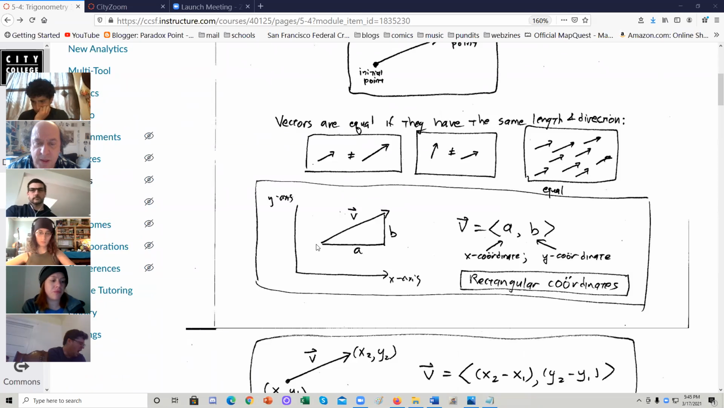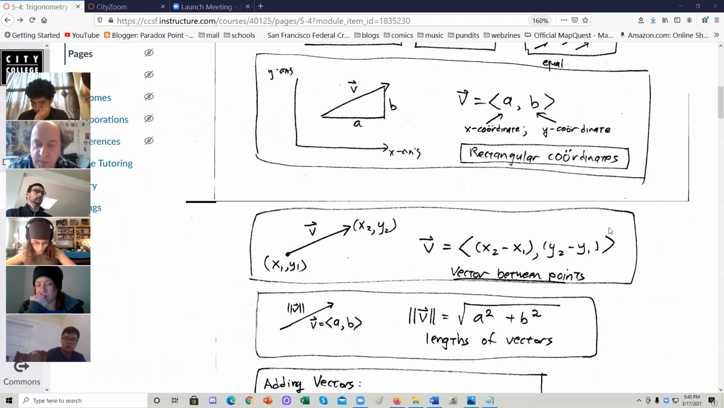Now we can visualize a vector as going from here to here, initial to terminal point. You move a distance a along the x-axis and b along the y-axis. So it's denoted ⟨a, b⟩. This looks like point notation with these little brackety things here. Angled brackets says it's a vector. These are the rectangular coordinates for a vector. The x coordinate and the y coordinate are a and b.